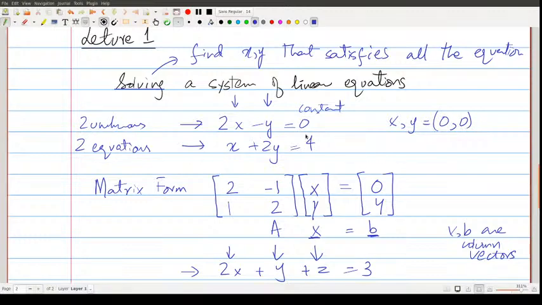So this satisfies the first equation, but if you plug it in the second equation, so this is 0 plus 2 times 0, the left hand side becomes 0, the right hand side is 4, so it does not satisfy the second equation, and that's a problem. That's not a possible solution of this linear system because it doesn't satisfy both the equations, right?